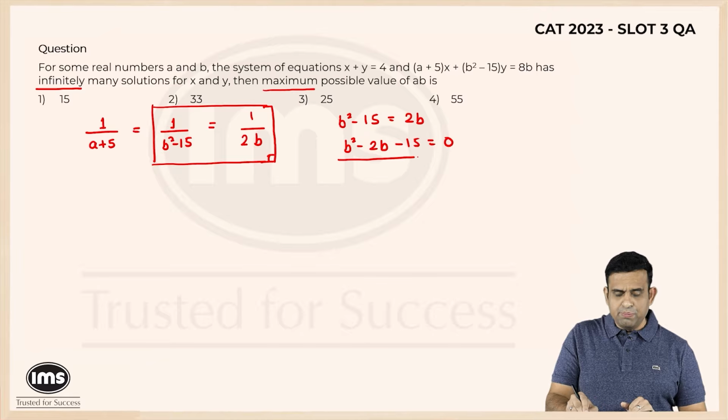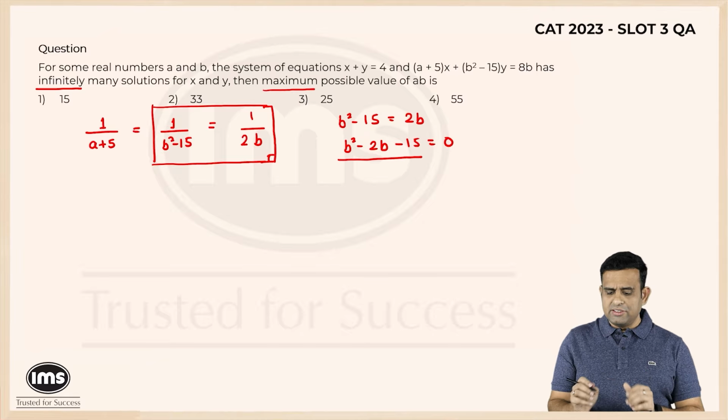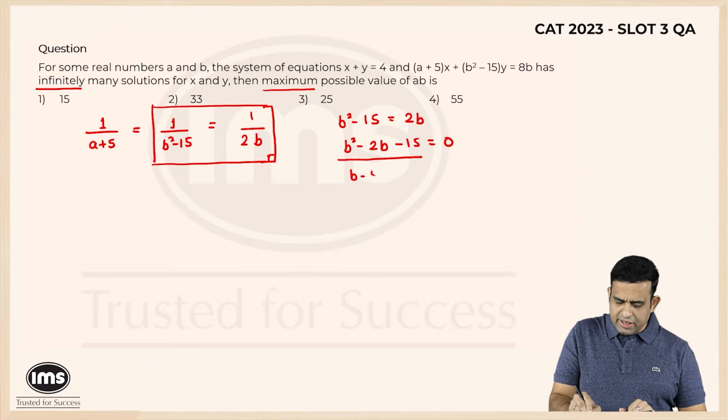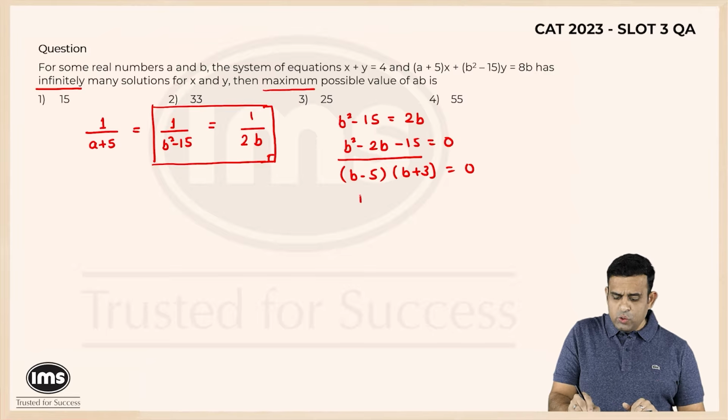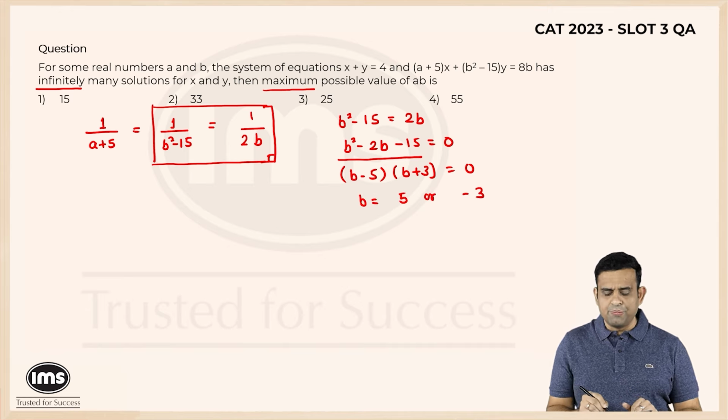Now this becomes a simple middle term split. So I can factorize this particular part as (b minus 5)(b plus 3) equals 0. So one can say that we are getting two possible values of b: one is 5 or negative 3.